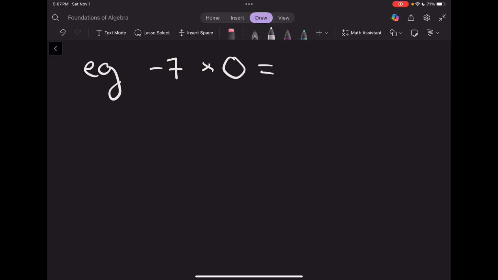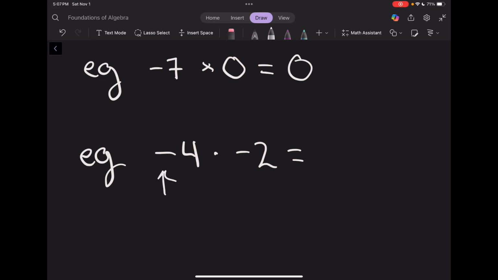What would this be? This would just be 0. All right. What is this one? So we have a negative times a negative, which is going to give me a positive number. So we can just do 4 times 2. We're going to have 8.